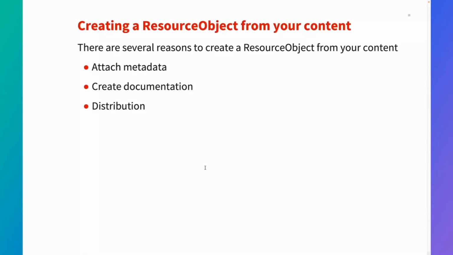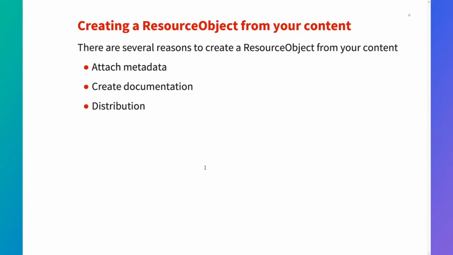But what I want to focus on for the rest of the talk is really publishing your content, right? Creating content and distributing it. So why would you take content that you have, say it's a function or a data set, or a cool example like a workflow? Why would you want to make a resource object out of that? Well, there's three main reasons.